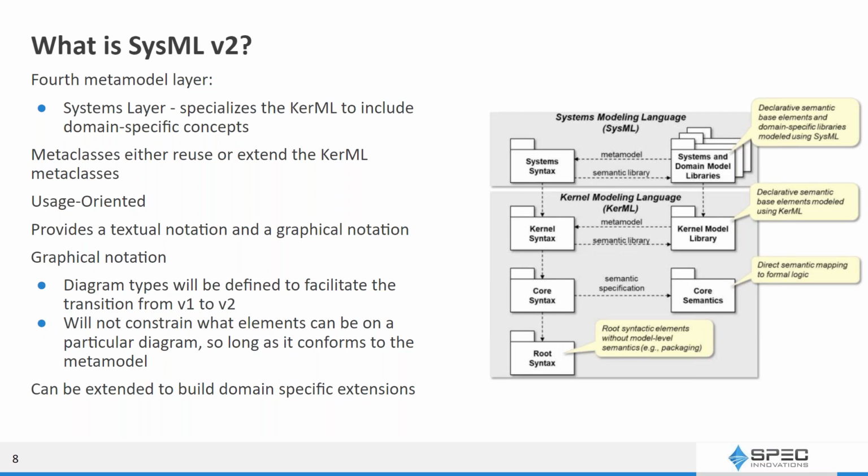As well, they're not going to constrain what element types can be on a particular diagram, so long as it conforms to the metamodel. So it gives a lot more freedom to diagrams. As well, in SysML V2, they also added the extendability concepts to build those domain-specific extensions.